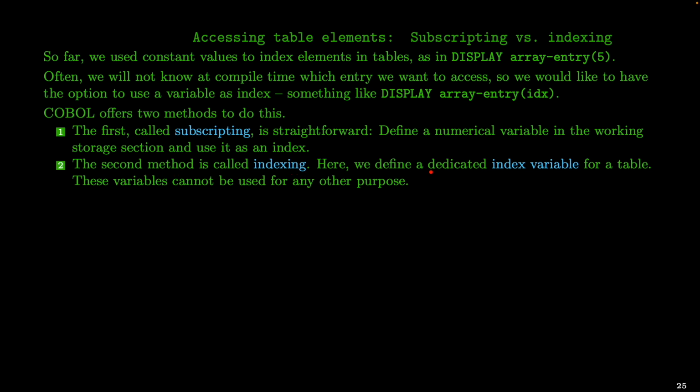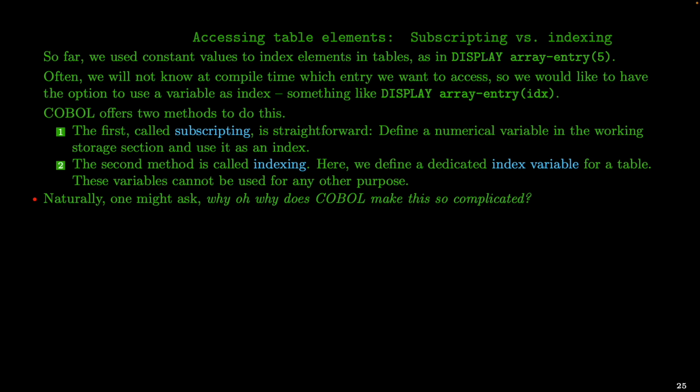What we do here is we define a dedicated index variable for a table. So that's a separate data type, if you like. And these variables cannot be used for any other purpose. Now, the naming convention, subscripting and indexing here, is completely arbitrary and quite confusing, like so many things in the COBOL terminology, but you just have to memorize which one is which.